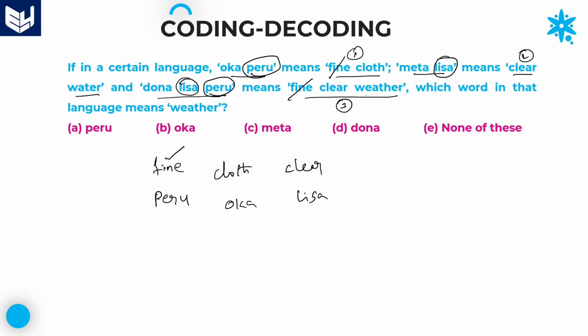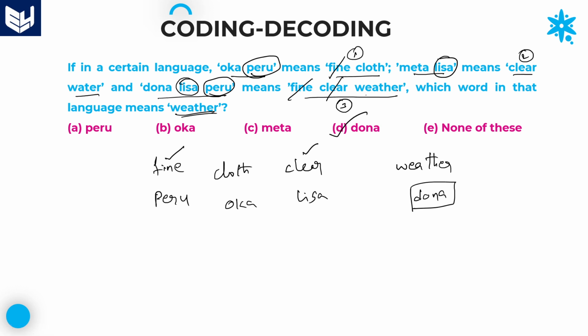Therefore, you got fine and you got clear. Fine code is PERU and clear code is LISA. Obviously, weather code becomes DONNA. That is the answer for this question. Here the question is asking about weather. Weather is nothing but DONNA. Option D is the right answer for this question.